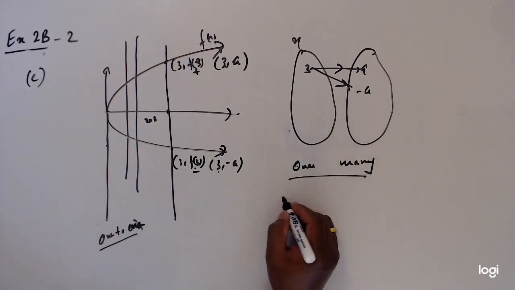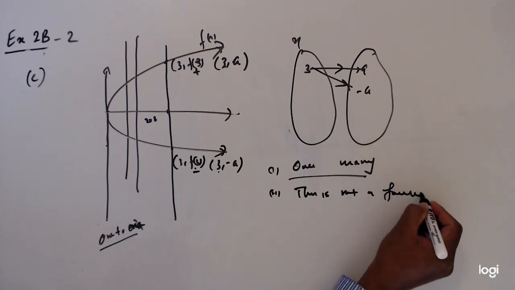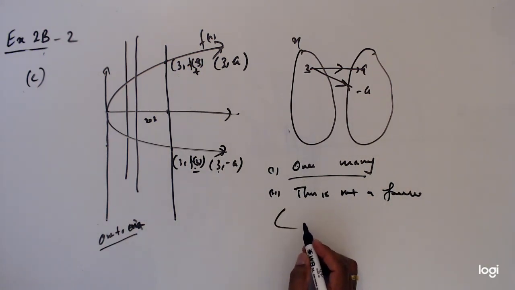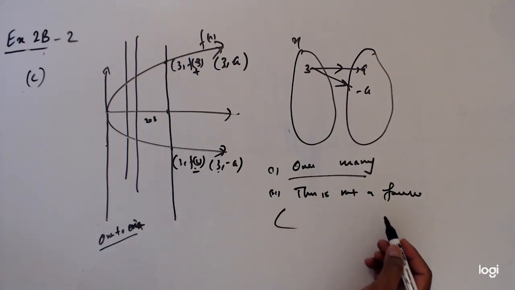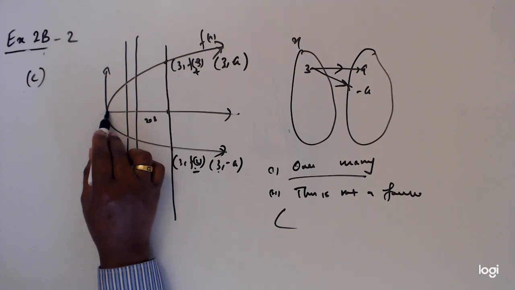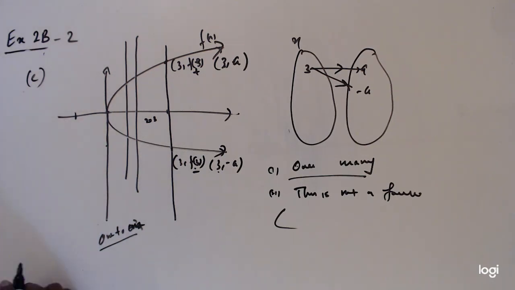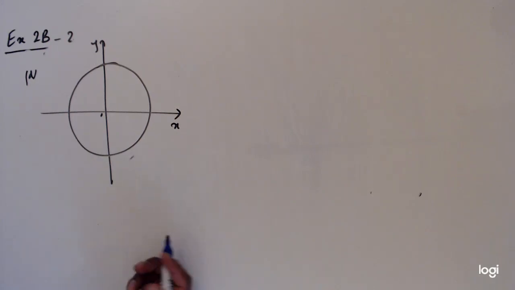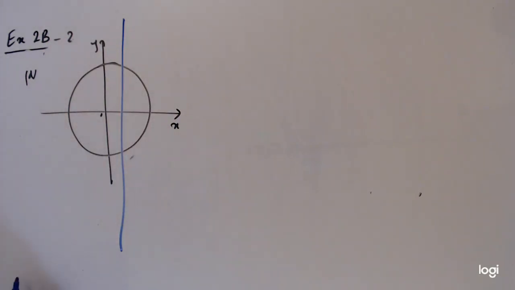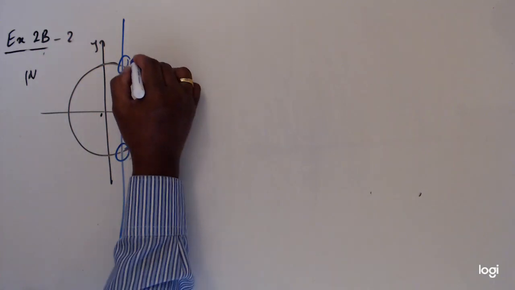So this is 1-to-many. Hence, this is not a function. Why? Because one element of x is mapped to two elements for some x values. Why did I say for some x values? Because for this x value, it is only one. And if you consider this side, there is none. Part D, it is crystal clear that when we draw one x line, we have two intersection points, which means two values. So one x, two y's.